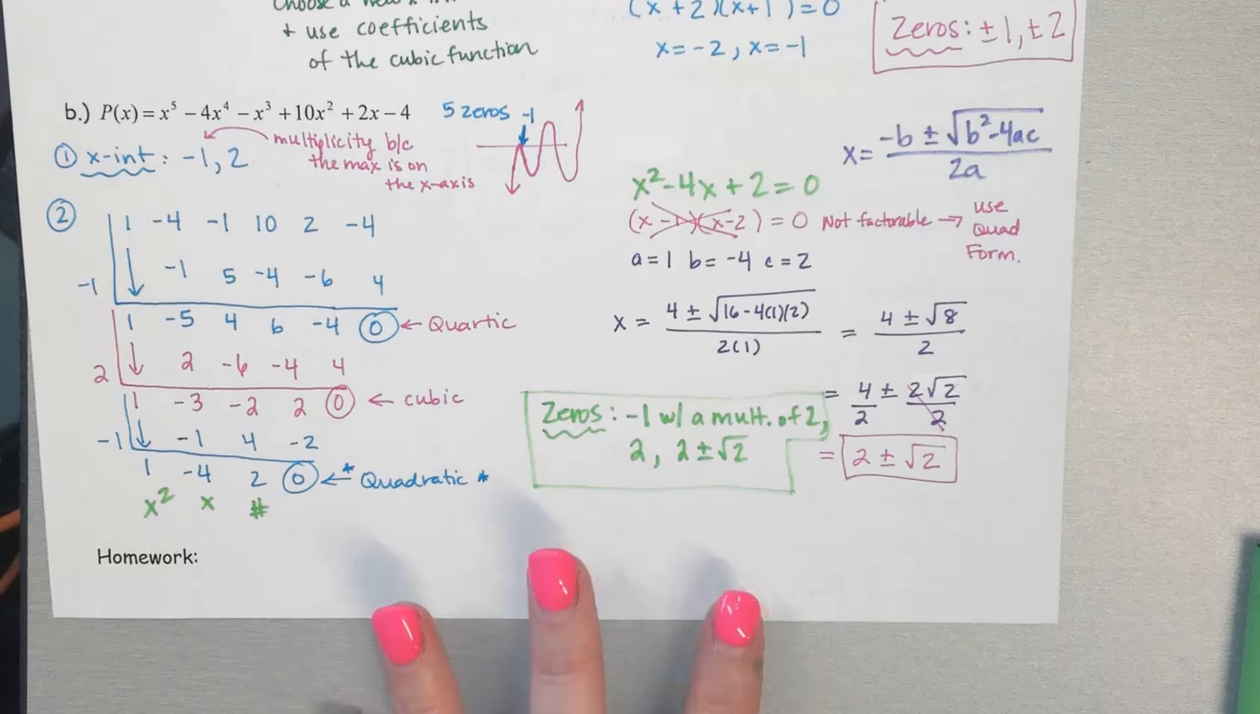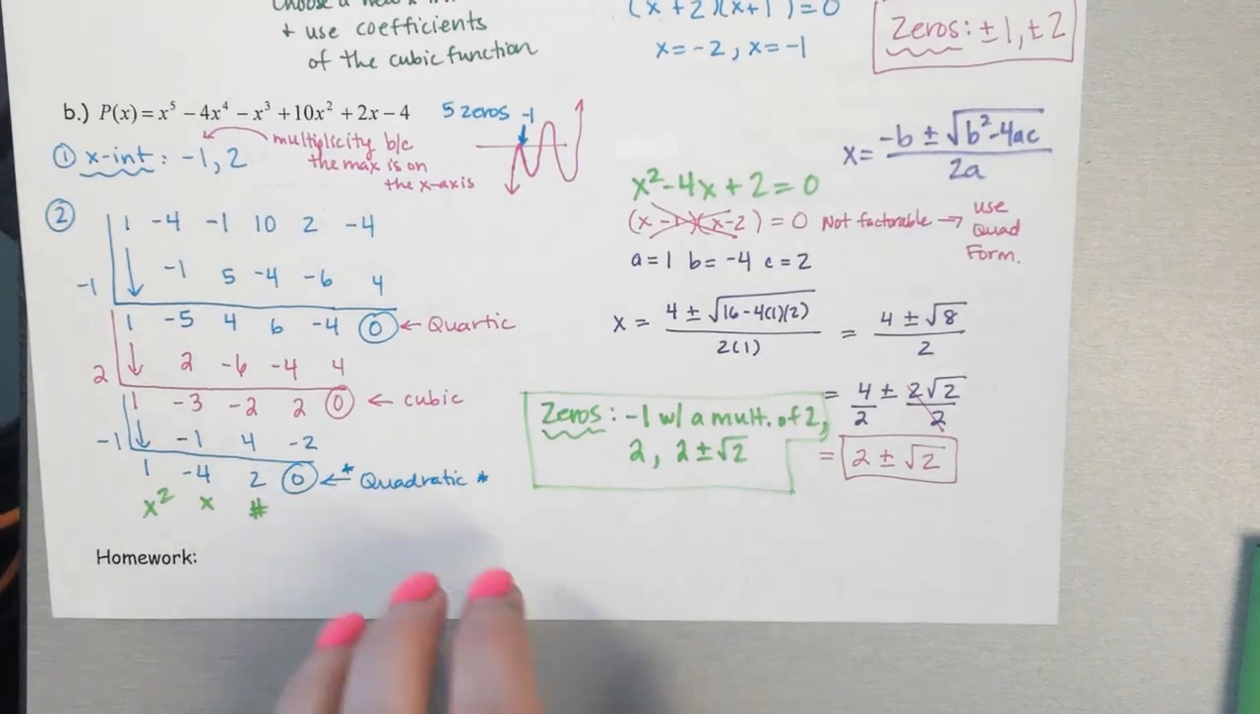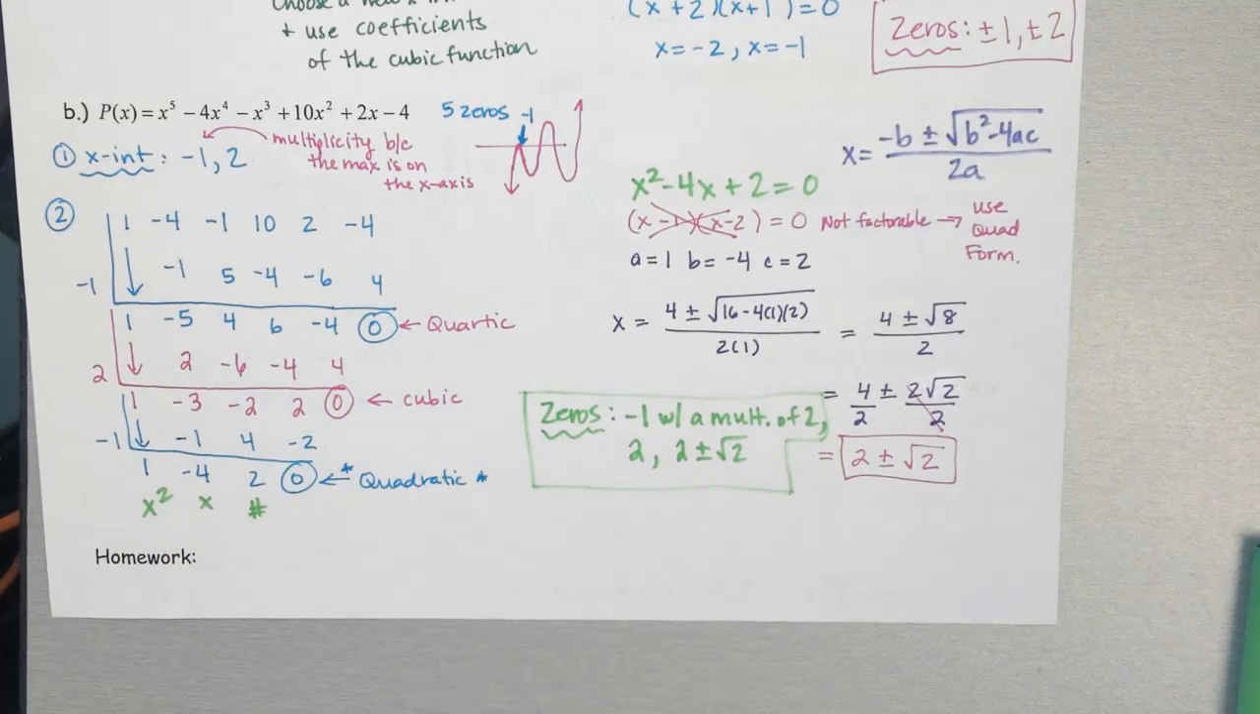Okay, so anytime you have something that's irrational, you're going to have to show your synthetic division and your quadratic formula. Okay, if they are rational and you can see them all from the graph, then you do not have to write that down, okay?